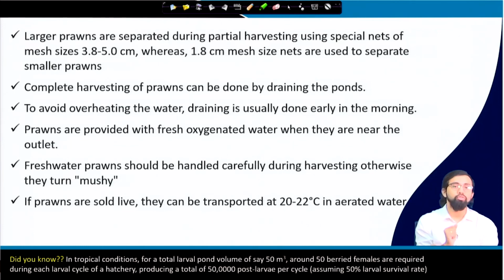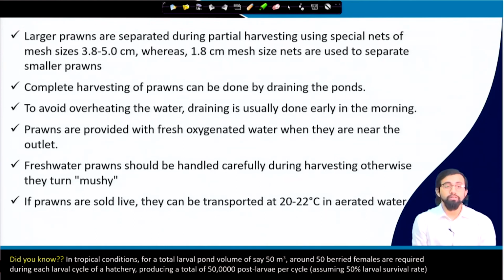To avoid overheating of the water, draining is usually done early in the morning. So we drain the water and go for the freshwater exchange early in the morning. At that time, the overheating problem is not there, especially in the summer season. Especially in the tropical and subtropical regions, there is a chance of overheating because of the maximum amount of sunlight at that time. So the prawns are provided with fresh oxygenated water near the outlet, and these freshwater prawns should be handled carefully during the harvesting, otherwise they can turn mushy.